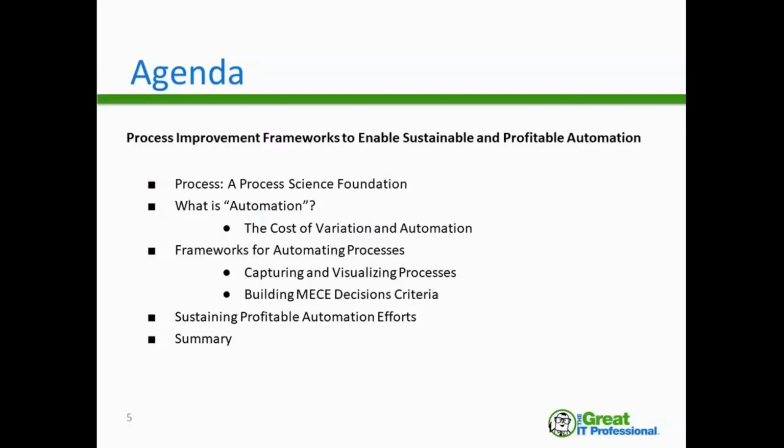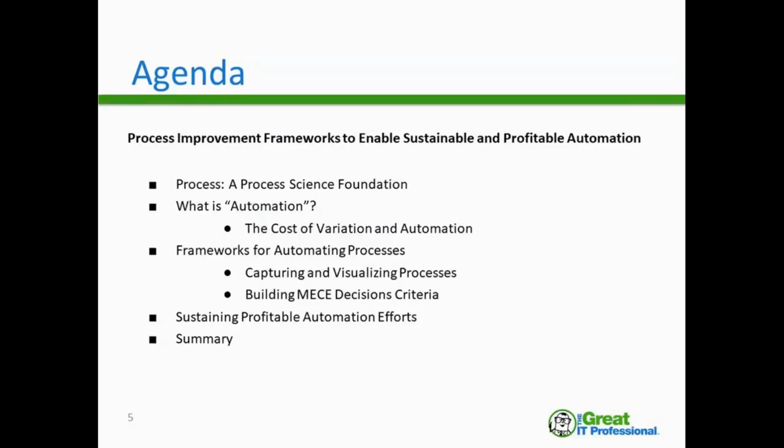So today, we're talking about process improvement frameworks to enable sustainable and profitable automation. I know that's a mouthful, but in terms of what we're going to cover in the hour, we're going to go over some foundation stuff. Especially, you're going to get a little bit of the process science perspective, like I mentioned earlier, on what a process is and what automation is.